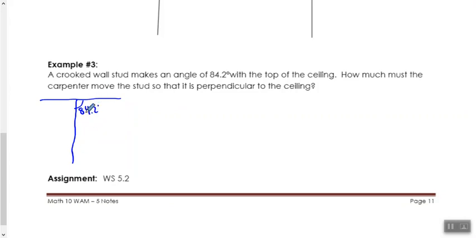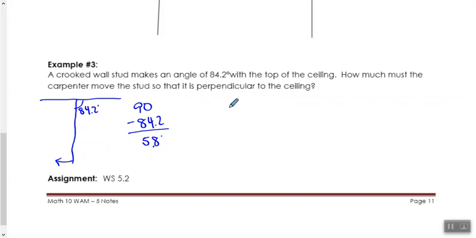So taking a look, if this is 84.2 degrees, I need it to be 90. So I'm going to have to make this angle bigger. Okay, so if I have to make the angle bigger, I'm going to have to move this stud over this way a little bit more if I'm looking at the bottom. And how much I'm going to have to move it is, well, let's take 90 minus 84.2 degrees, and we get 5.8 degrees. So it needs to be moved 5.8 degrees over as a bigger angle. So not a smaller angle, it needs to be a bigger angle. So it's acute right now, it needs to be a right angle.